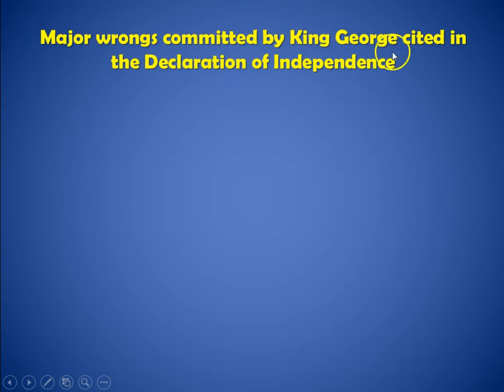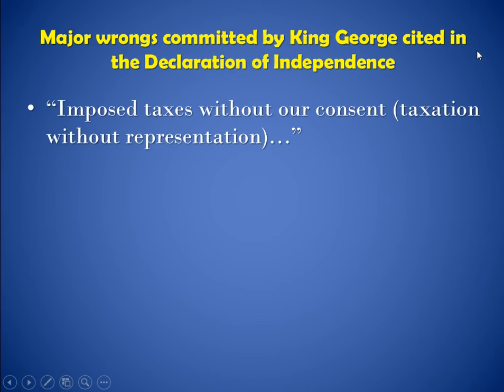Now, in the Declaration, Jefferson cited, or wrote down and identified, some wrong things that King George did to the colonists, ways that the king treated them unfairly. And I'm going to give you some of those. Jefferson writes in the Declaration that the king imposed taxes without our consent. And of course, we know that's called taxation without representation. So this was one thing that the king did that the colonists considered to be unfair. And Jefferson wanted that in the Declaration.